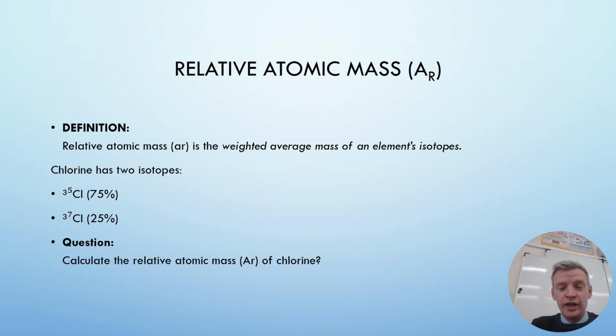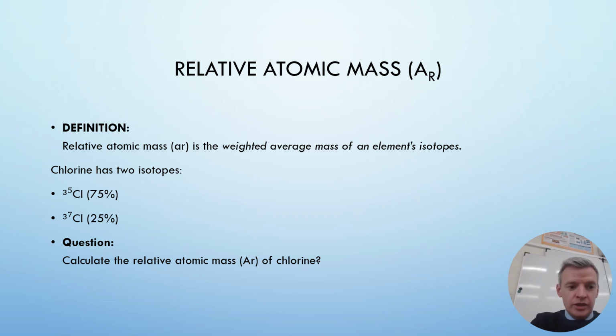And there's two factors to that. So there's the mass of the isotope and there's the abundance of that particular isotope. And what we're going to do as an example is calculate the relative atomic mass of chlorine. And this is a really, really common exam question. So I'll show you how to do it for this particular example.